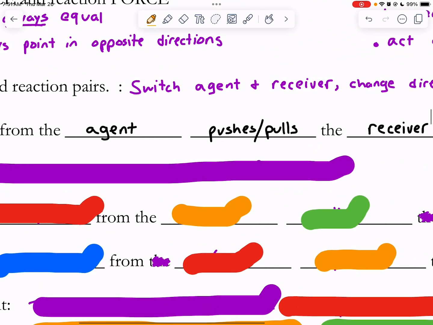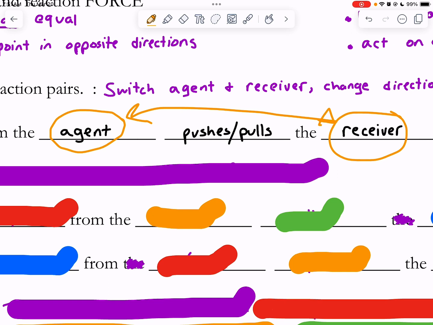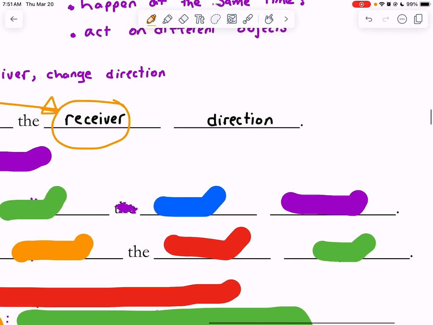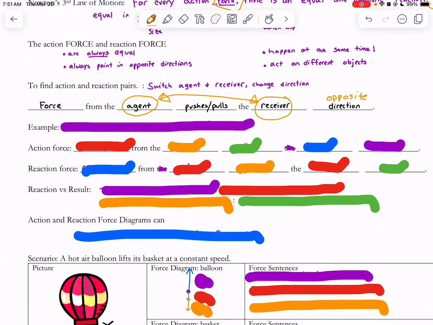Okay, so when we do this, we're going to take our agent and our receiver, and we're going to switch them just like that. Okay, and then we're going to take our direction and make it go in the opposite direction. And that is how we're going to make our action turn into our reaction. So we're going to do an example.